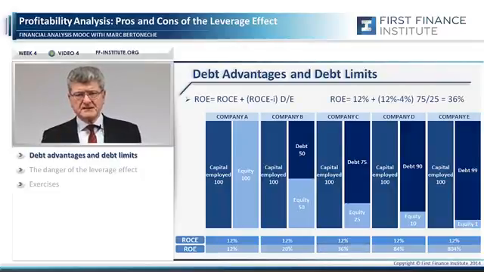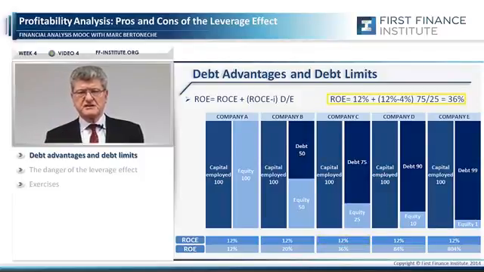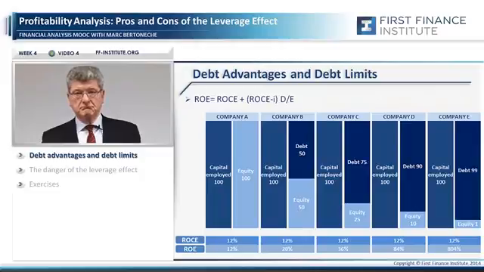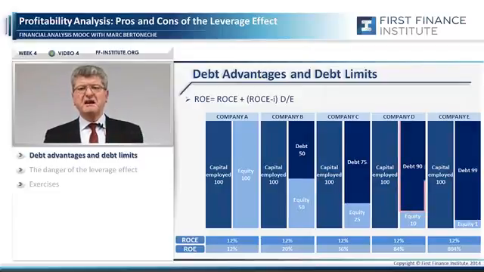ROE is equal to ROCE, 12%, plus 12 minus 4%, the difference between ROCE and the after-tax cost of debt, multiplied by D over E, which now is 75 divided by 25. And when you do the calculation, you find 36%. And now, somebody wants more than 36%. No problem. I increase the debt to 90% and only 10% of equity. Look at the result. The ROE jumps to 84%.